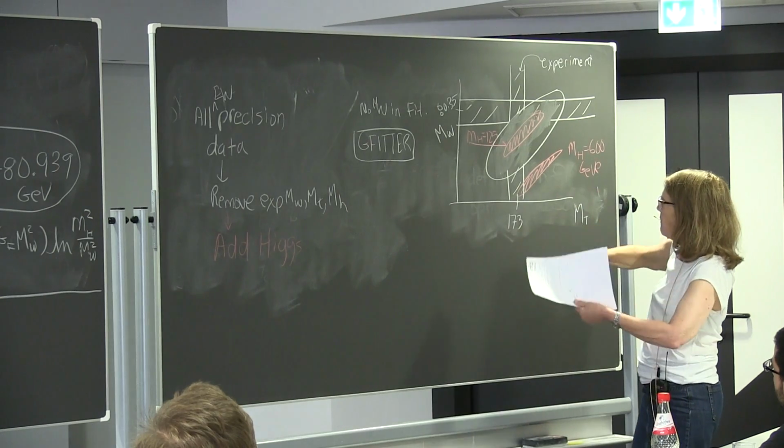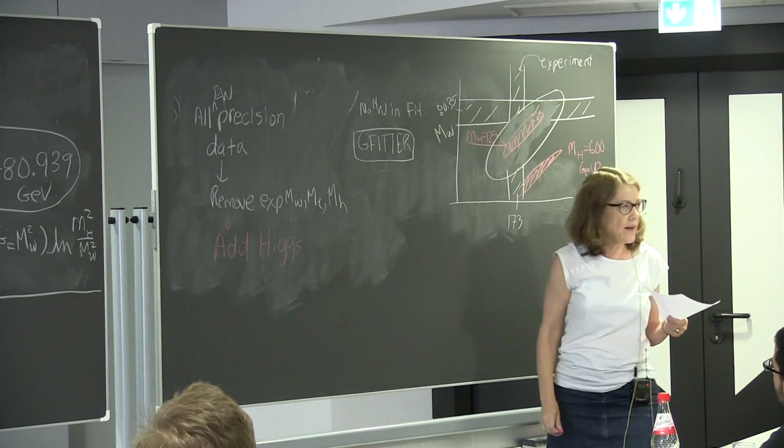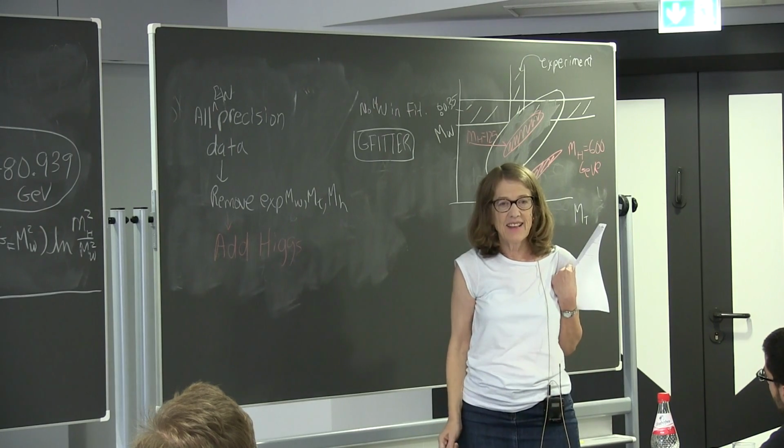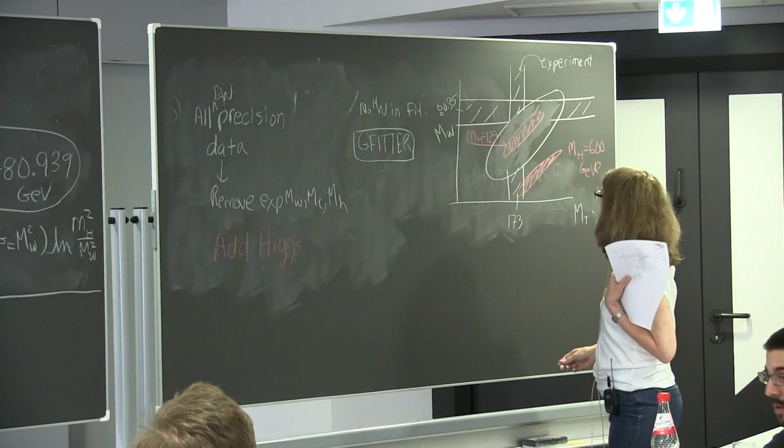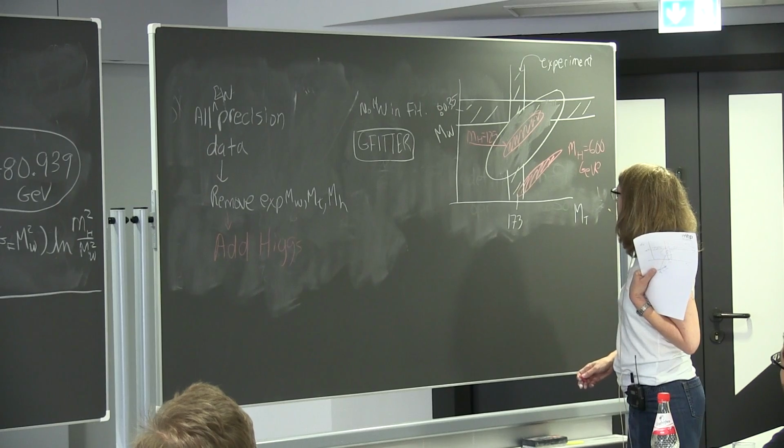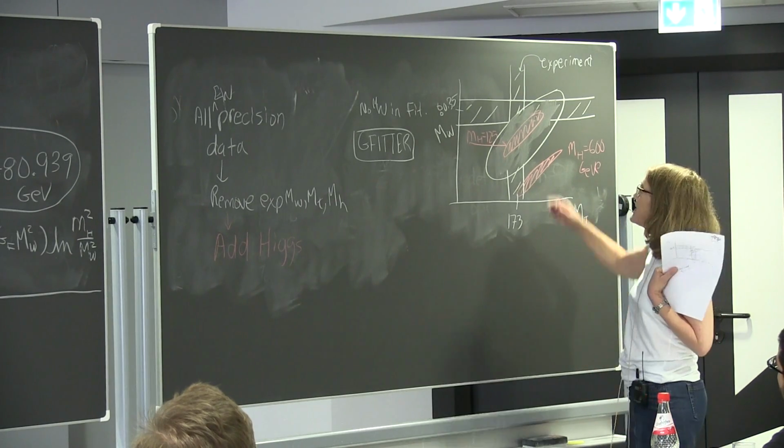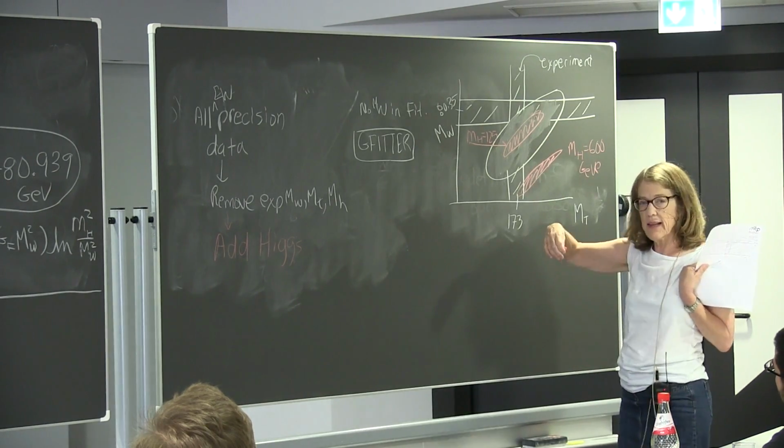And actually, I didn't make my picture big enough because it's way off. Okay, yes? Sorry, I just cannot see very well. Does this Higgs go to the square with MW and MW? It's a little bit below.